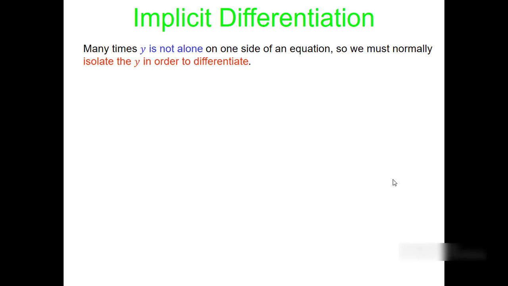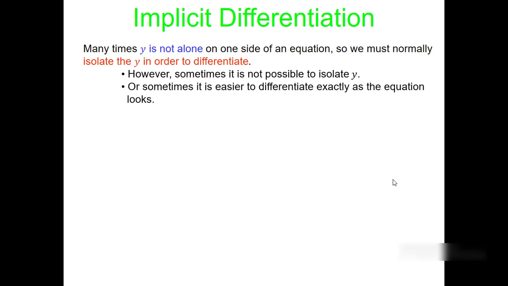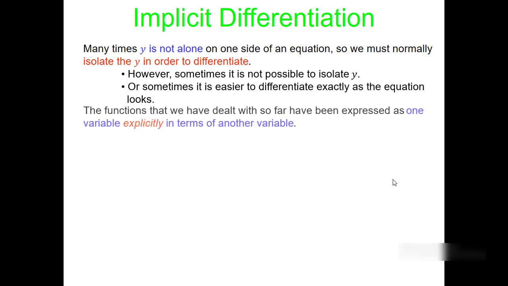Up until this point with differentiation, we have been differentiating functions of x, where y was explicitly isolated, where y was alone on one side of the equation. So in general, if we wanted to differentiate some function where y wasn't alone, we would try to isolate y in order to differentiate. However, sometimes it's just not possible to get y by itself. Sometimes it's easier to just differentiate the equation exactly the way that it looks.